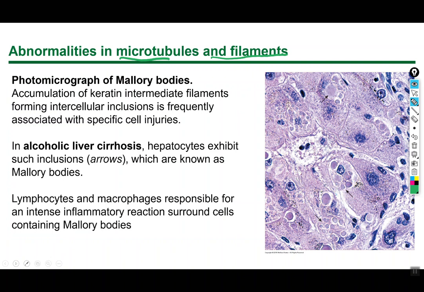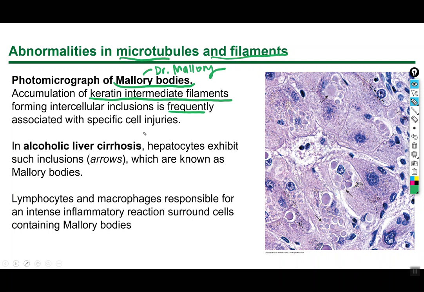So Mallory bodies, named after the person who discovered them, Dr. Mallory, are accumulation of keratin intermediate filament. So that's the specific intermediate filament type. And because of the nature of these molecularly, they tend to clump up.